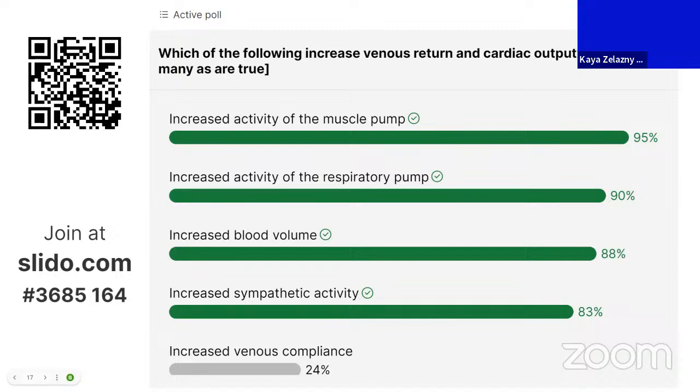That's why the increase in venous compliance is wrong. So we want to decrease. And the way we would have created that decrease in venous compliance would have been by increasing our sympathetic activity, which increases our venomotor tone, which creates the decrease in compliance. So all of these are summarized in that previous chart.